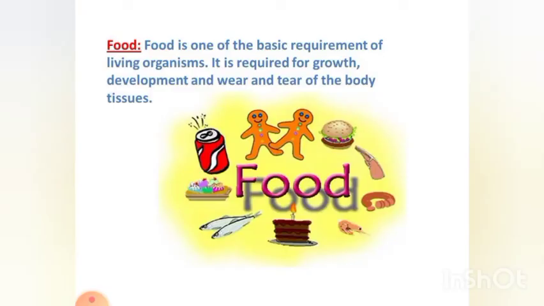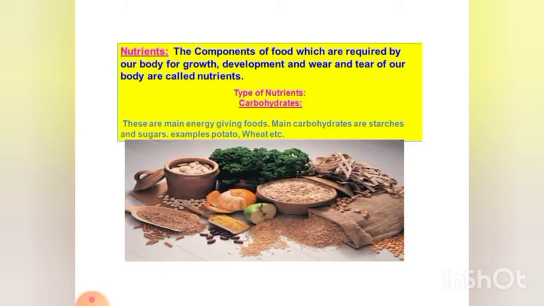Friends, today we are going to start chapter number 2 of your science book, that is components of food. So, food, you already know, is very essential for our growth and also for our energy requirements. Food is the basic requirement of living organisms because we are able to do any work just because of the food we eat. It provides us energy, and it also helps in the wear and tear of the body tissues and the nutrients.